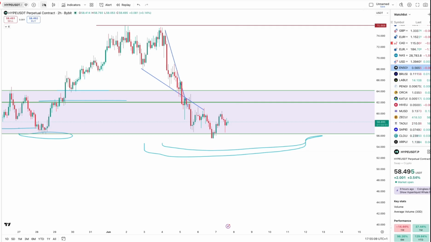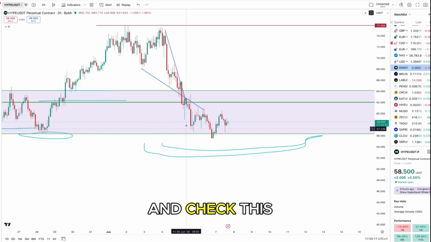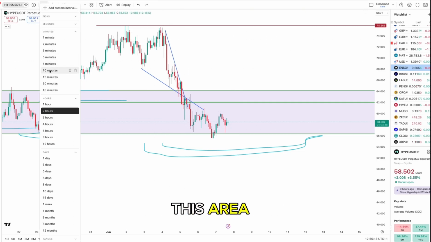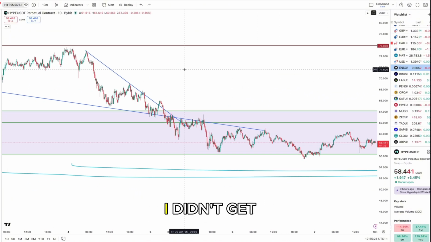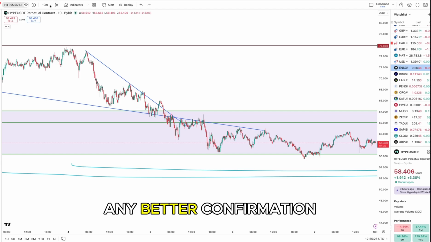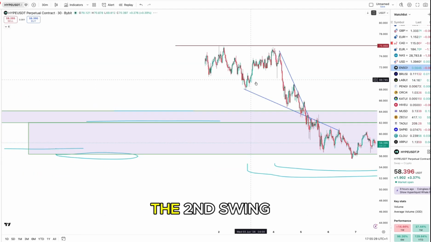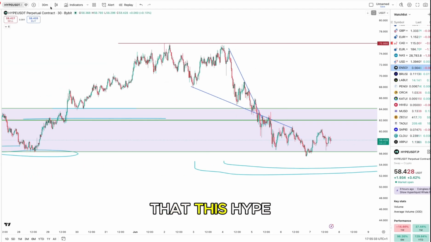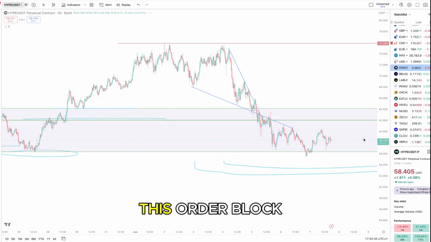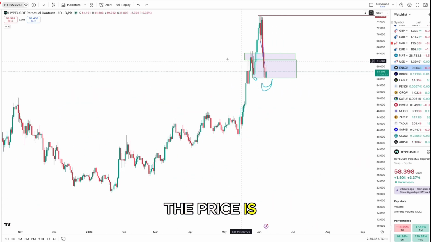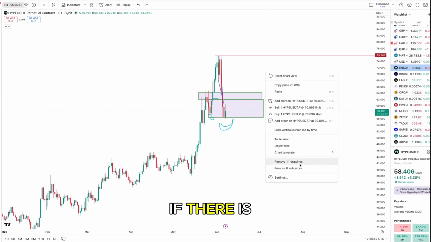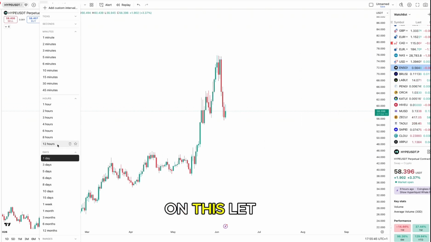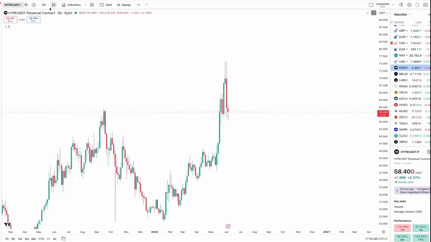So let me even go to lower time frame and check this second swing at this area. Let me see if that swing is good. It's still the same. I didn't get any better confirmation on the second swing. So it means that this zone on one day, this order block here, the price is not going to respect this order block at this hype. So let me check if there is a zone on this. Let me use my 3 days. Nothing on 3 days.